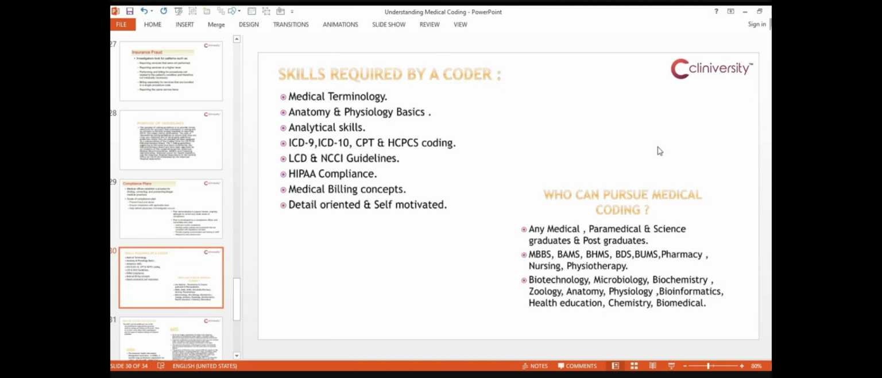there is a possibility that a claim made by the coder, I mean the medical code assigned by the coder, is rejected by the billing team. So it will again come back to you as a coder. That's the reason you must have a good knowledge of certain medical billing concepts also. Detail oriented and self motivated: coders must have a keen interest to learn about the details in the patient's report.